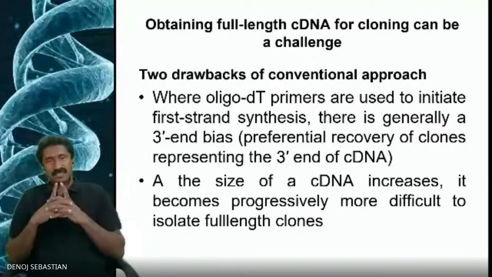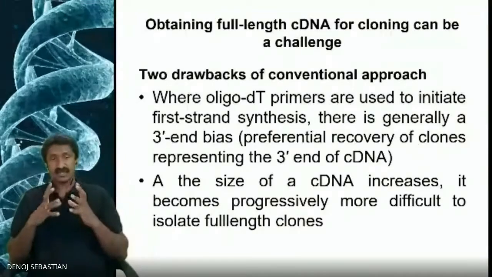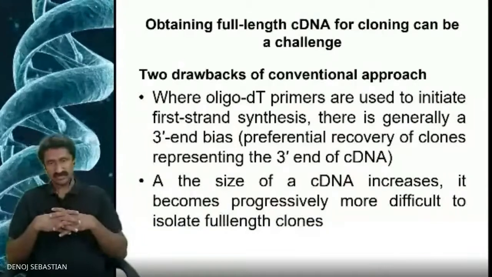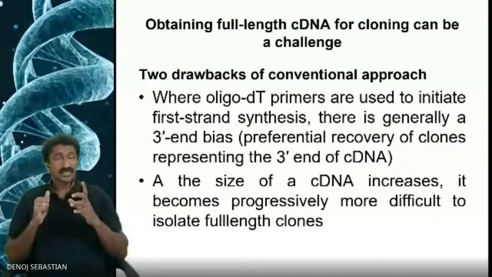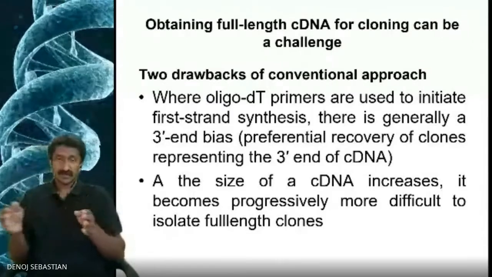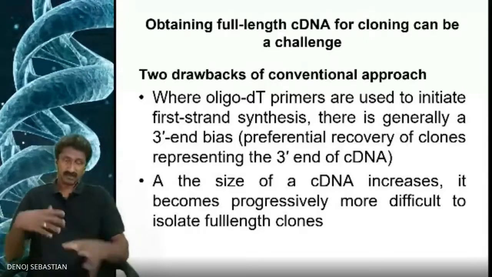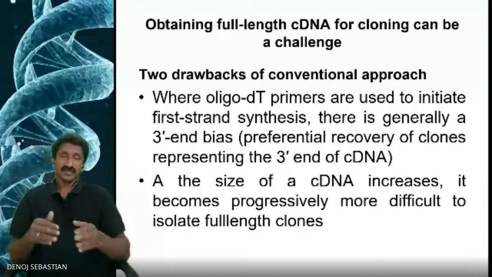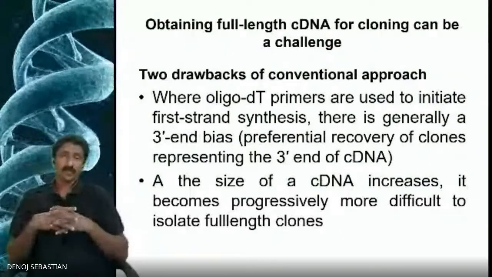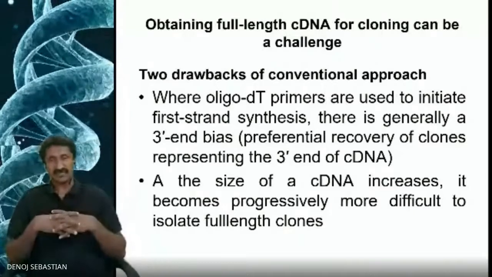And as the size of the cDNA increases, it becomes progressively more difficult to isolate full-length clones. For example, with a 500 or 600 base pair mRNA, maybe it is easy to copy in full length. But if it is a longer one, then with the increase in size of the mRNA, such premature termination and incomplete copying become more and more difficult to avoid.